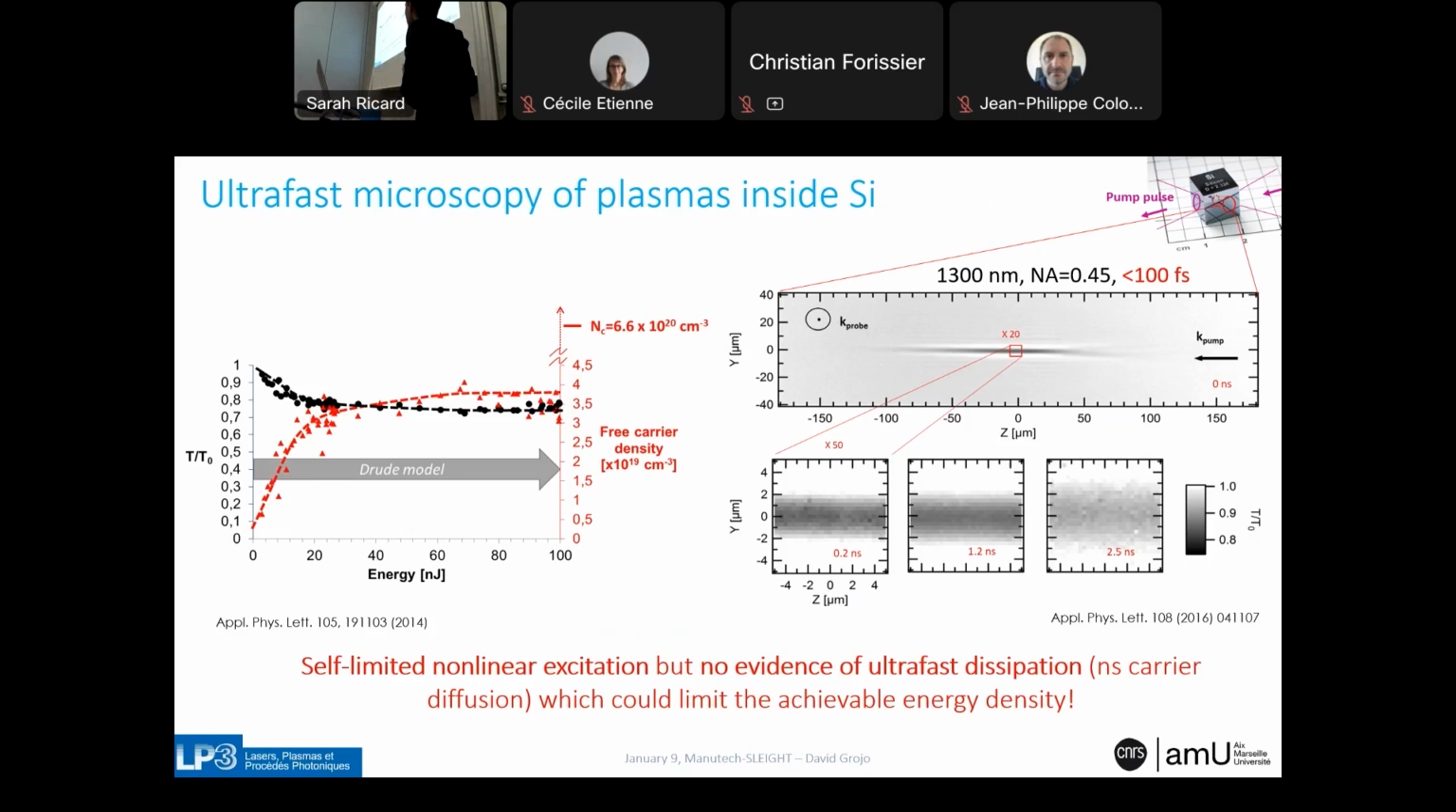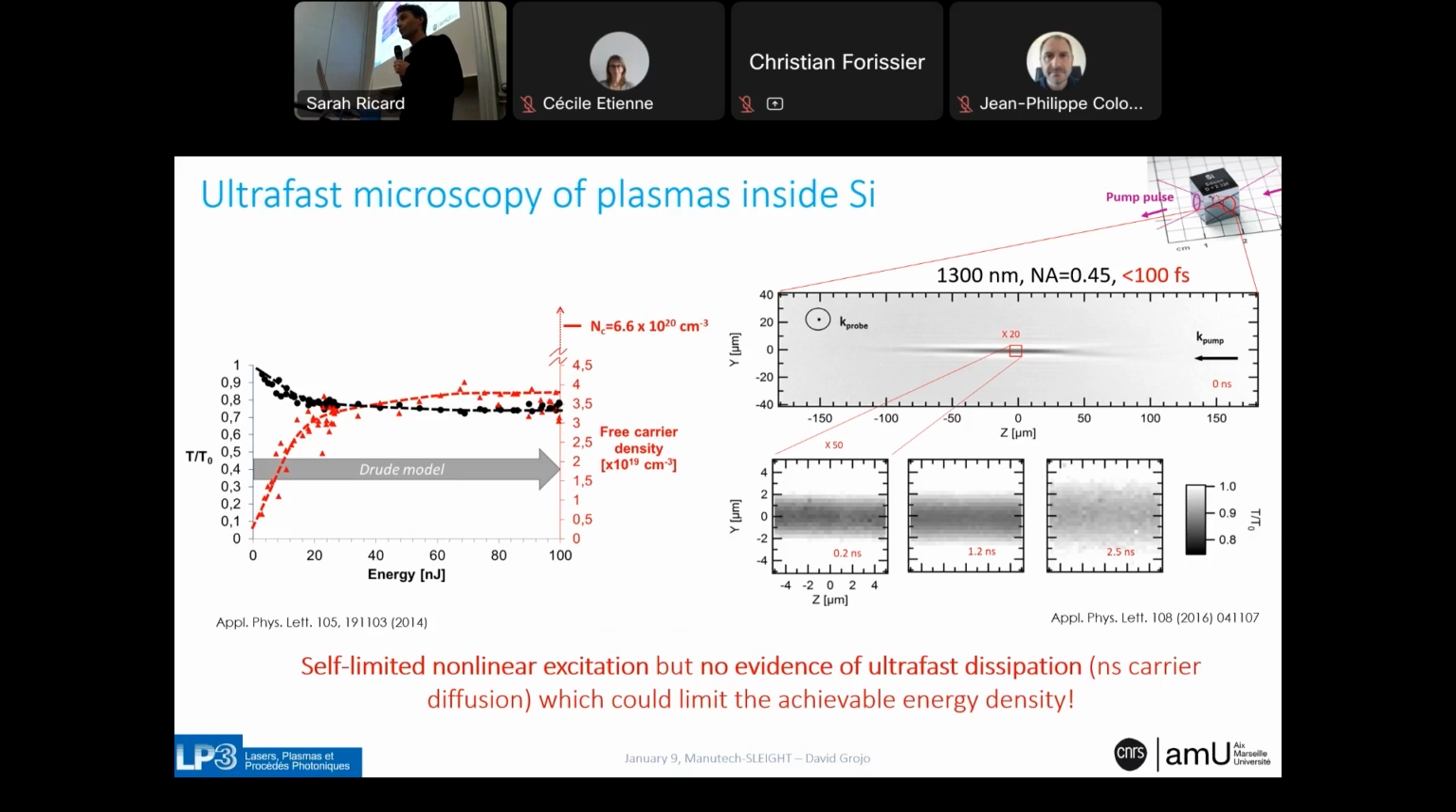pump, obviously when we increase the energy, we see that free carrier densities, excitation is improving, but you also observe a strong saturation at a level which is relatively far from the critical plasma density, which is a typical criterion taken by people to describe modification of a material. So this observation was totally consistent with the fact that with this type of configuration, we will never observe a permanent modification of silicon, only transient changes inside silicon.